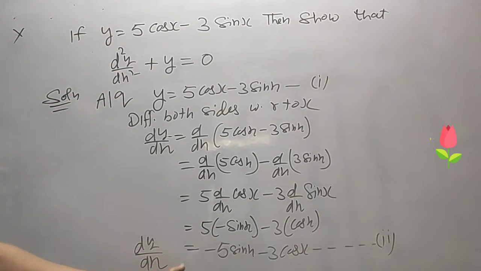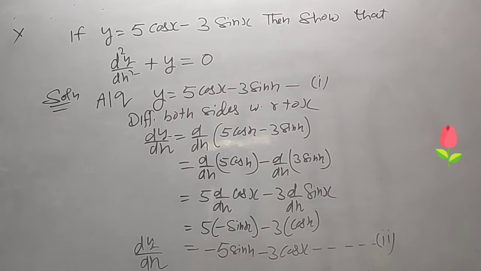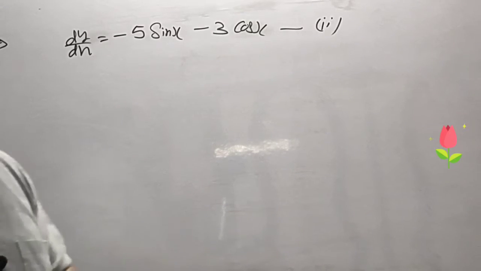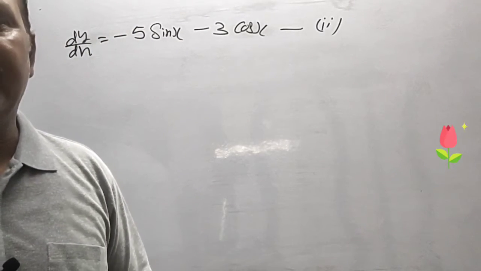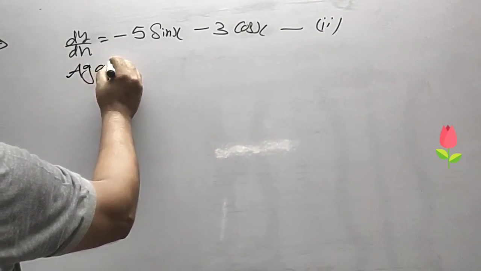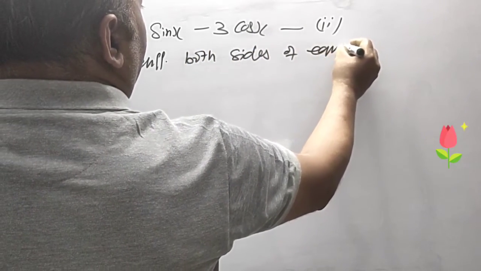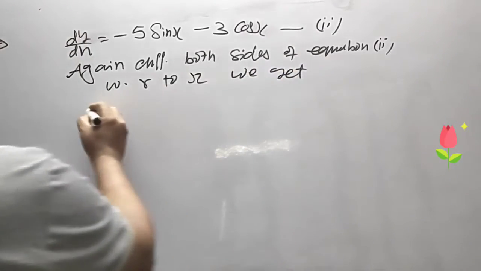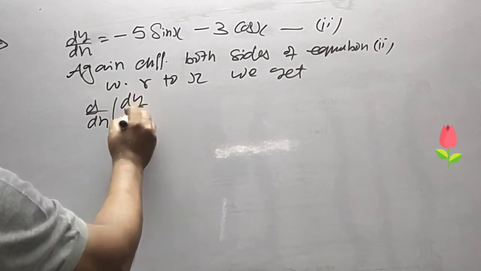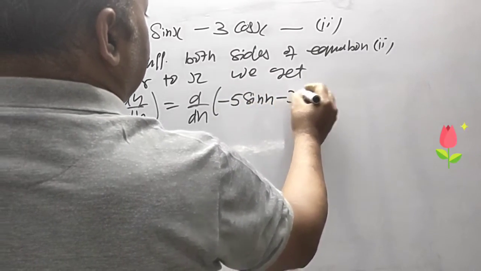Now, again differentiating both sides of equation number 2 with respect to x, we get d upon dx of dy upon dx, that is equal to d upon dx of minus 5 into sin x minus 3 into cos x.